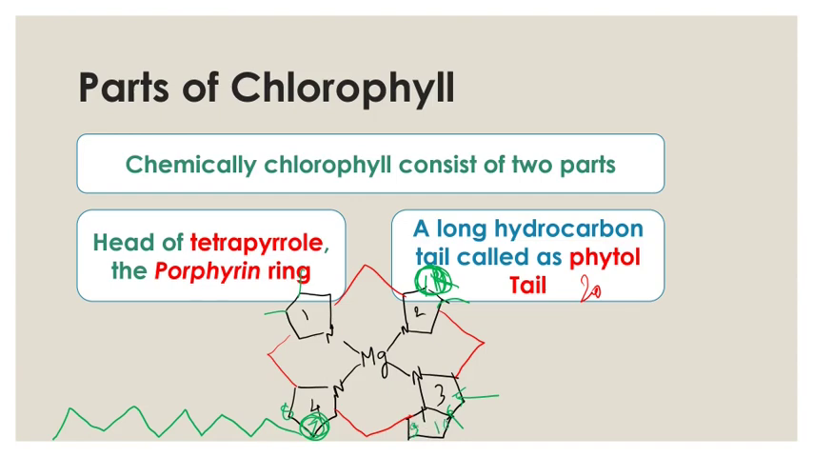I hope you followed the structure. Magnesium in the center, four pyrrole rings, four in number, so tetrapyrrole. It is also called a porphyrin ring. First ring has carbon 1, carbon 2. Carbon 3 has the R group. The R group varies. In chlorophyll A, the R group is a methyl group. In chlorophyll B, the R group is CHO, an aldehyde group. And on the seventh carbon, the phytol tail is attached. So I hope you followed the structure.